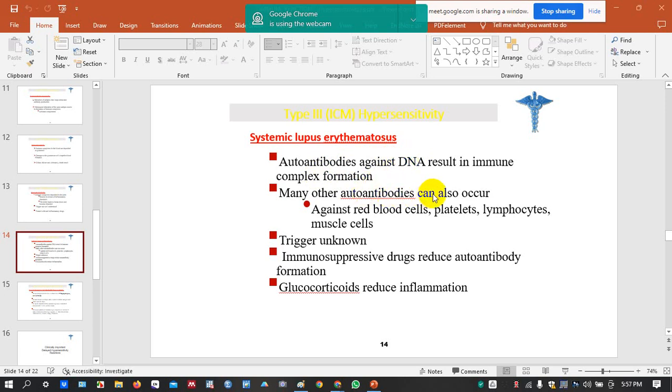Many other autoantibodies can also occur, against red blood cells, platelets, lymphocytes, and muscle cells. And for this one, what causes it is unknown, and you have to take immunosuppressive drugs to reduce autoantibody formation. Glucocorticoids can also reduce the inflammation. Glucocorticoid is a type of what? Steroid hormones that we can use to reduce stress and also reduce inflammation.